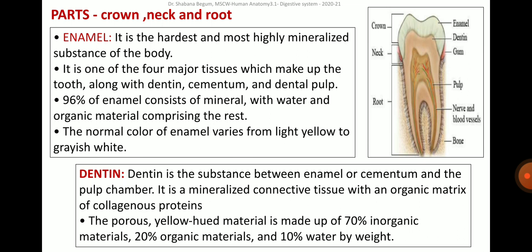The part that protrudes from the gums is called the crown. The neck is the slightly constricted part where the crown merges with the root, and the root is the part which is embedded in the jawbone.